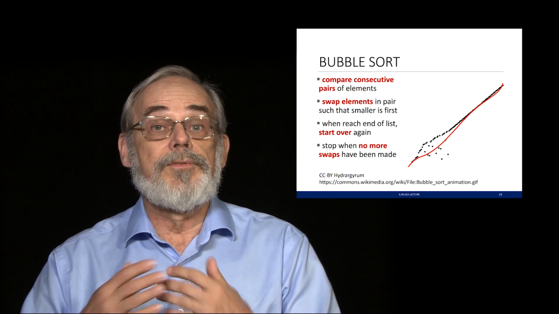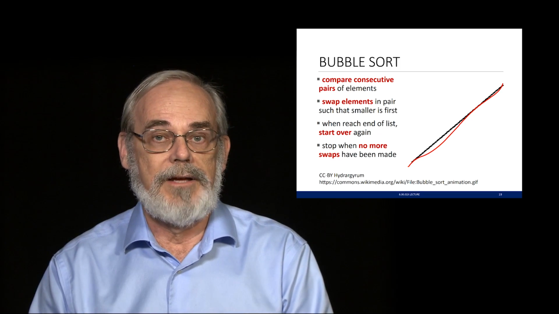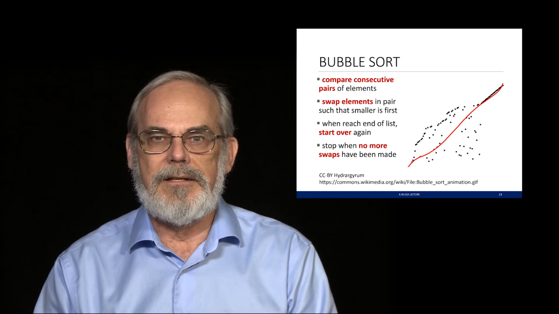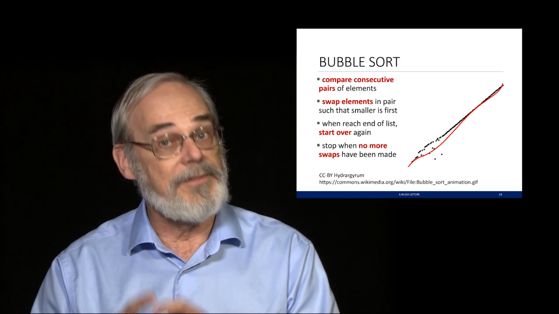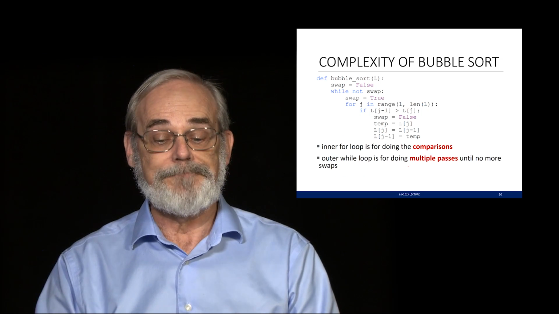I might not have to go through the list n times here. If I'm lucky, many of the things might be in the right spot. But in the worst case, you can already get a sense of what the complexity is likely to be. I've got to go through the list, and I've got to do that probably n times. So it's probably quadratic. But let's look at how we might build it.